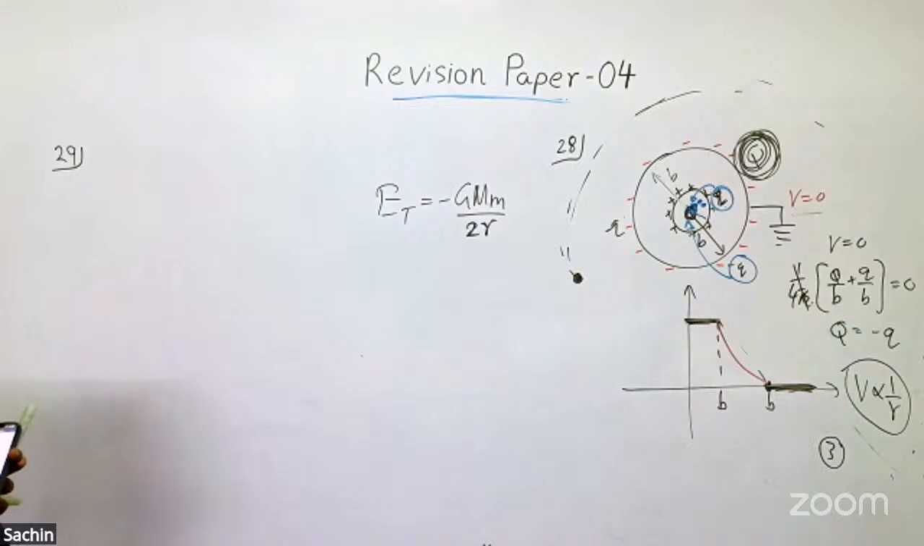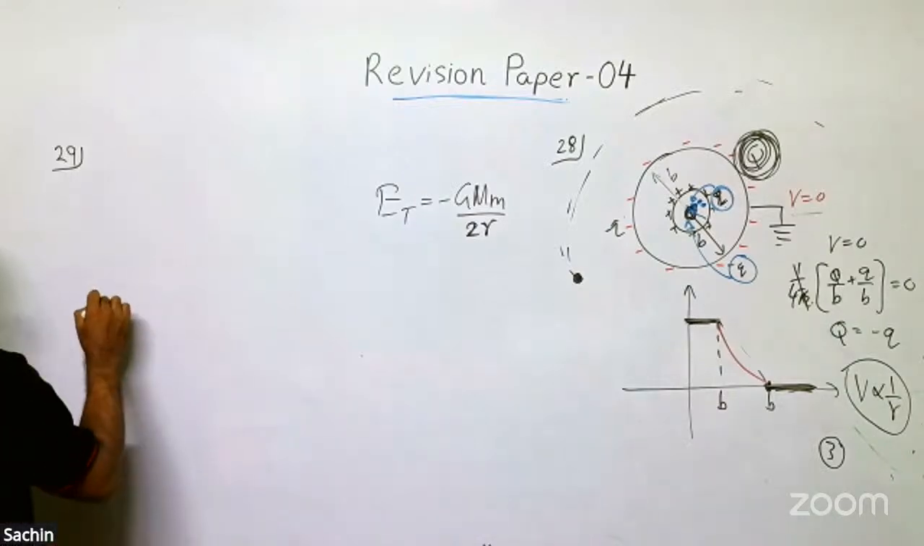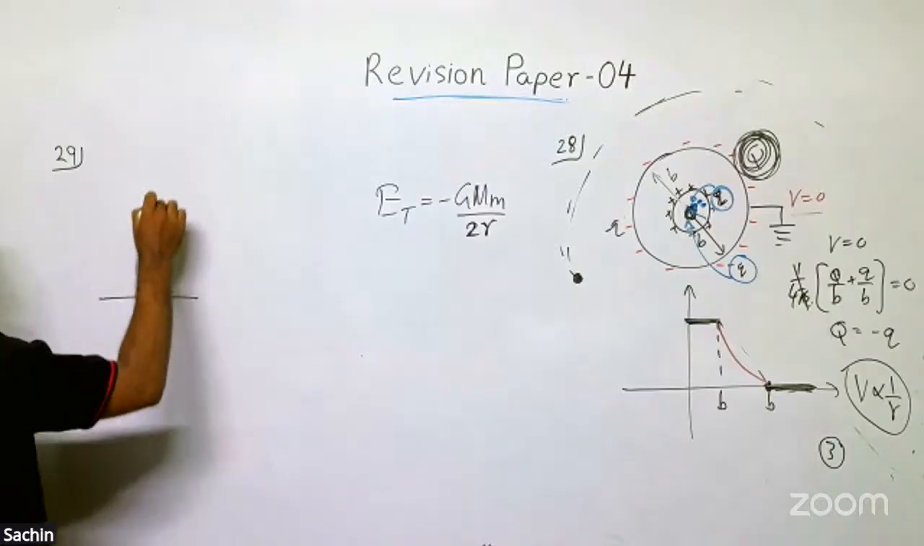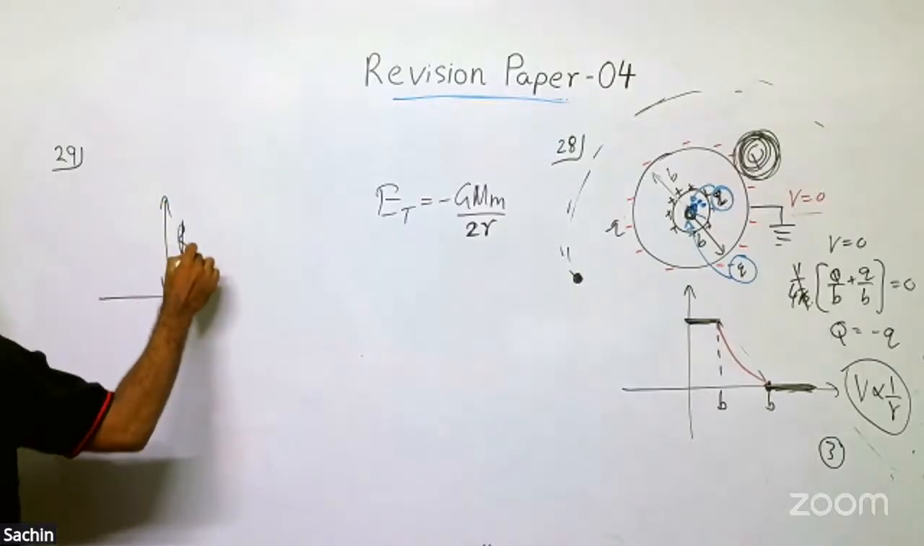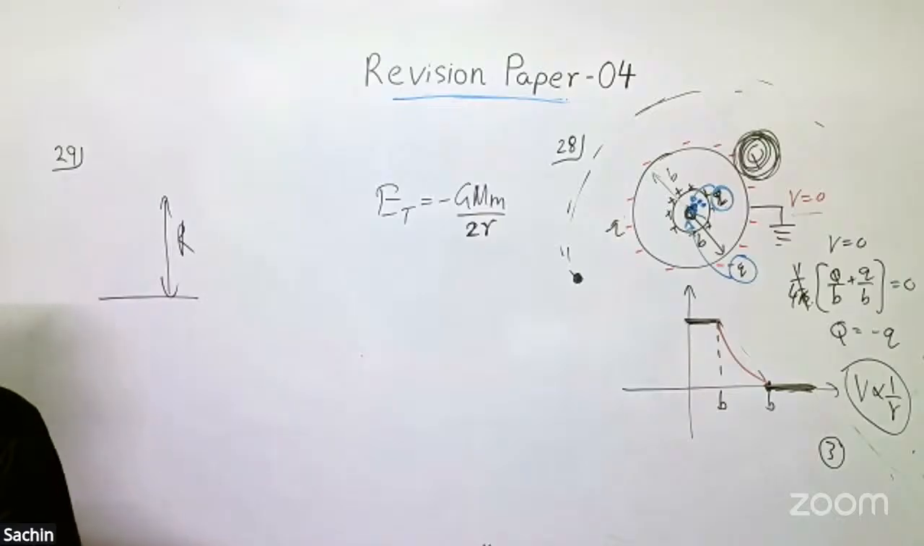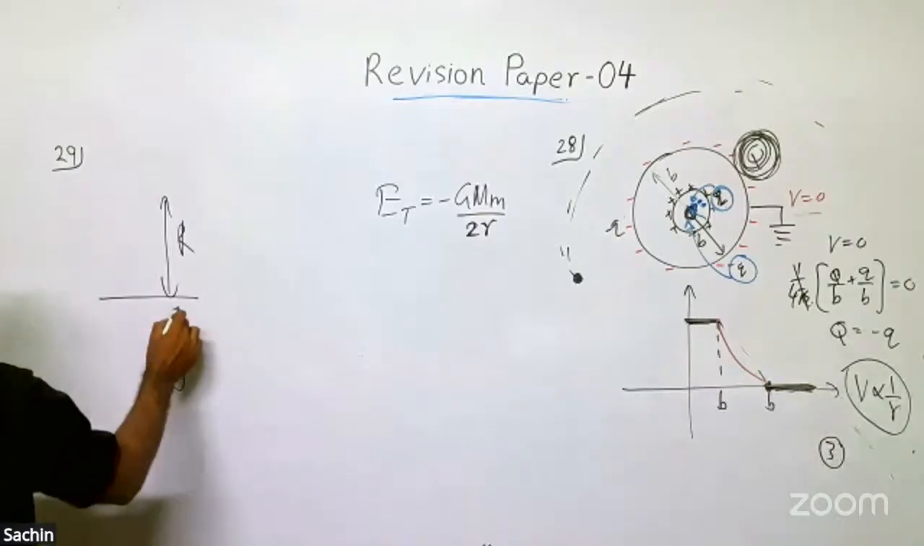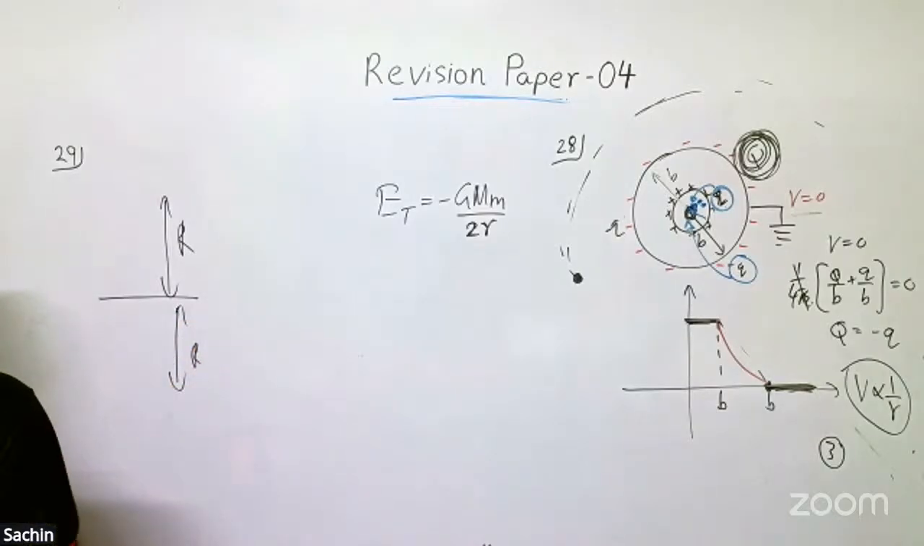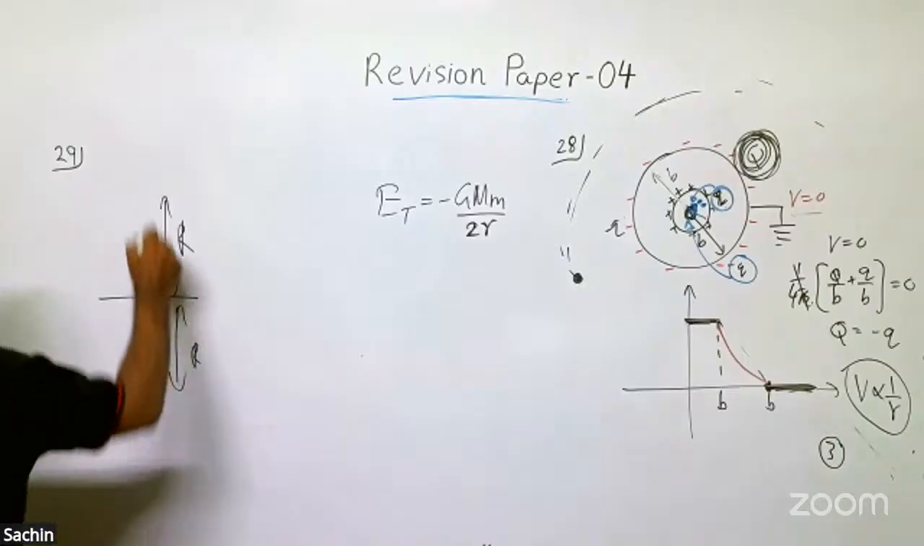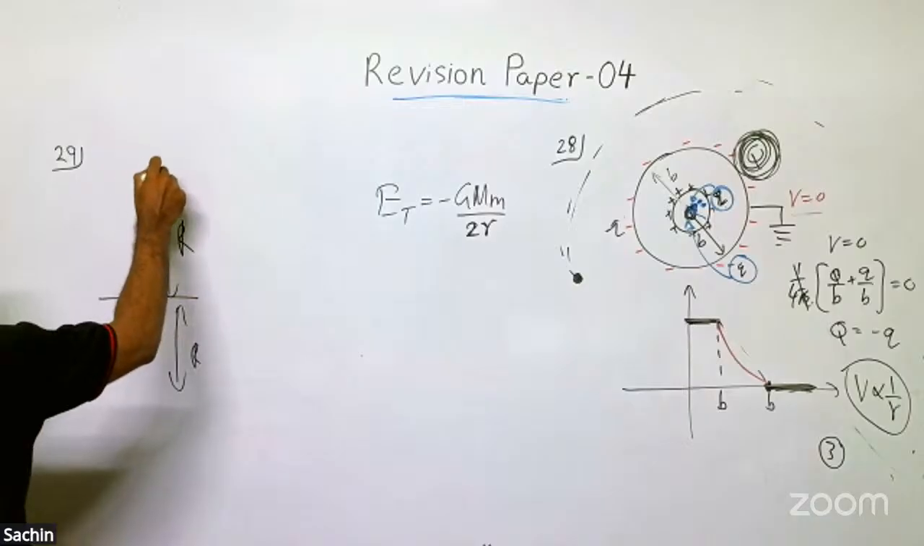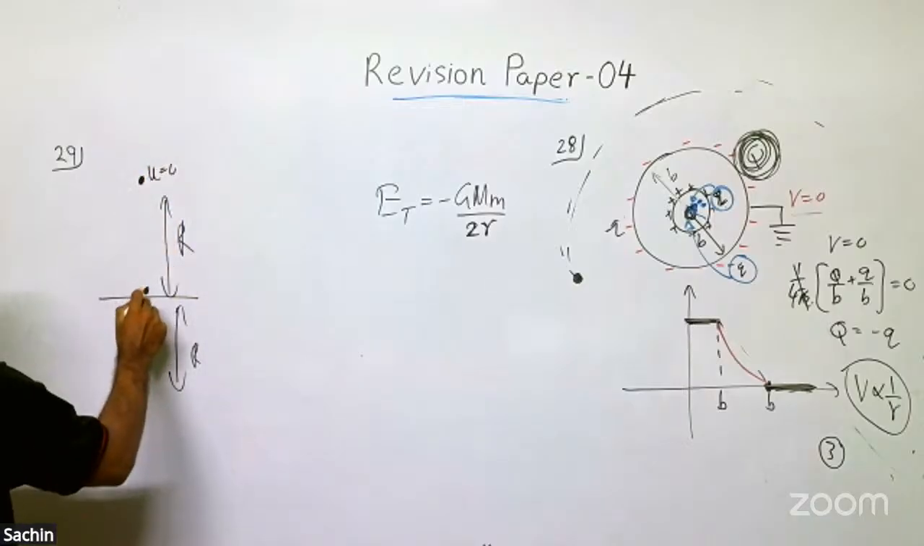29th. A particle is dropped from height capital R from the surface of Earth. Okay, so capital R is the radius. It is given capital R is the radius of Earth. So what is the speed of the particle when it reaches the ground? So it is initially 0 and now it is reaching the ground. What is the velocity they ask?